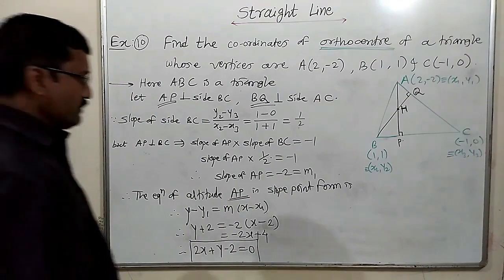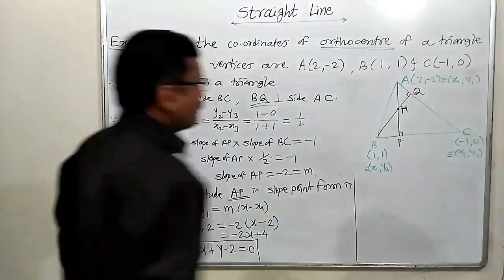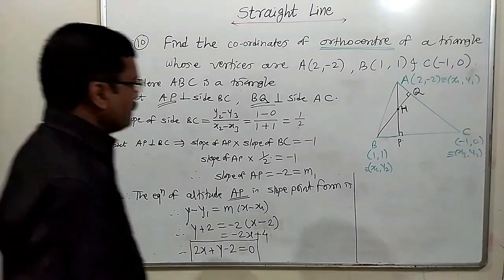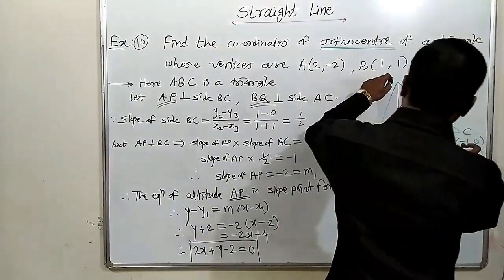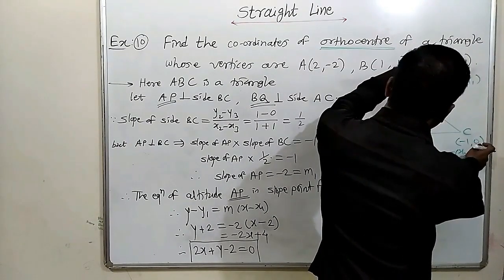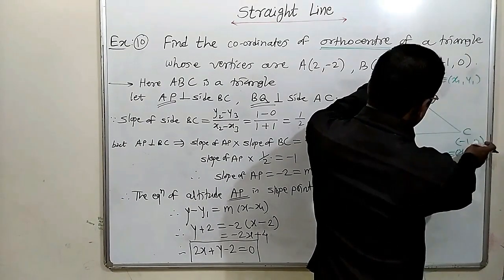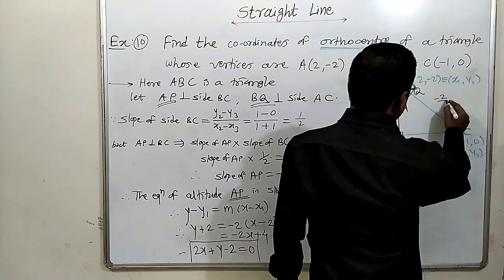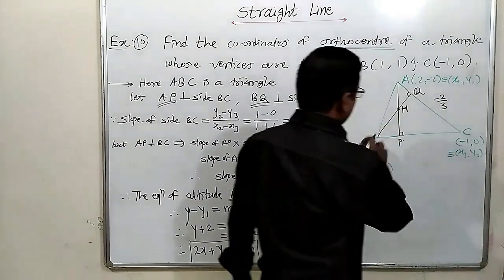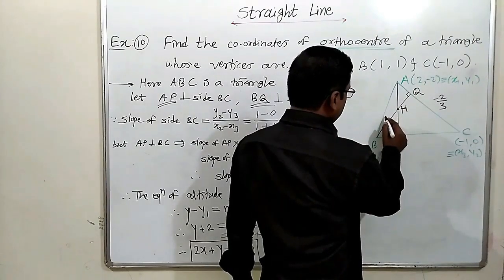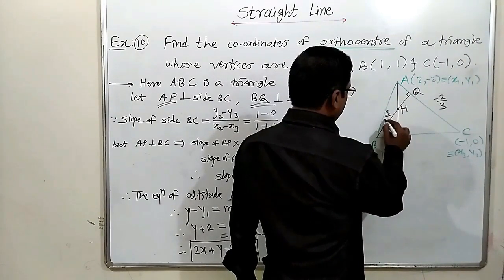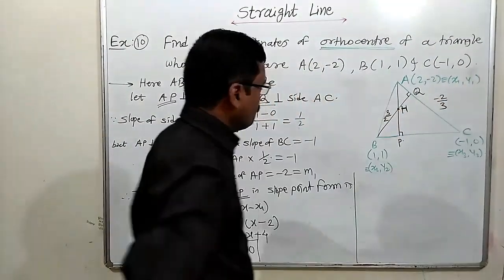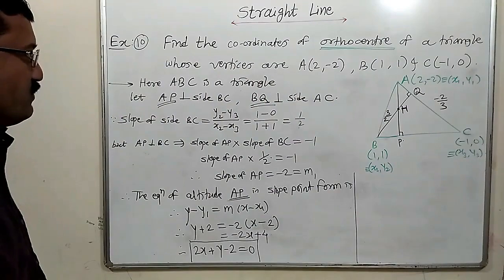Let us find the equation of altitude BQ. This is the way to write. In short, I will find here the slope of AC from the difference of y coordinates, that is minus 2 and 0 is minus 2, and 2 minus minus 1 is 3. So slope becomes minus 2 by 3. So slope of BQ becomes 3 by 2. Because this is 2 by 3, we write 3 by 2, negative becomes positive. So 3 by 2 is the slope of BQ.